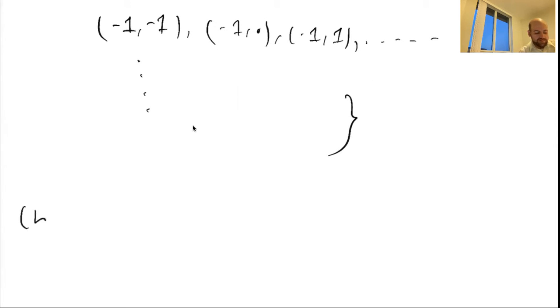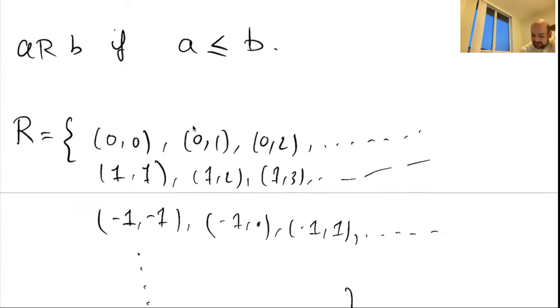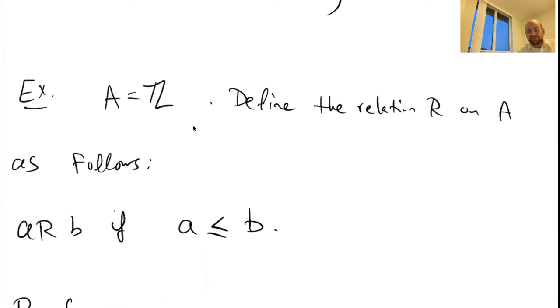So let me add part B. For example, is 3 and 5, does it belong to R? The answer is yes, because 3 is less than or equal to 5. As long as I have a pair where the first coordinate is less than or equal to the second coordinate, for this specific type of relation, then I can say that A comma B belongs to R.